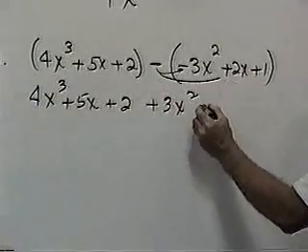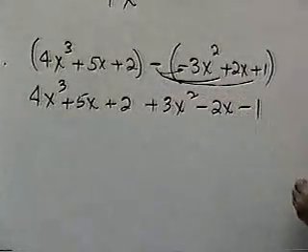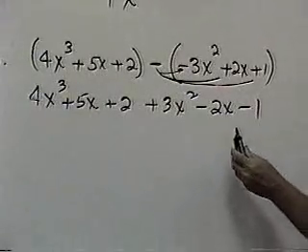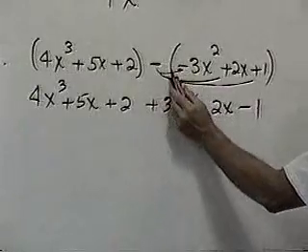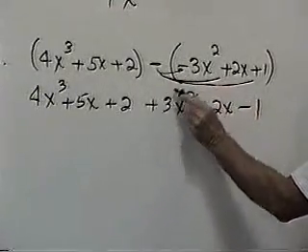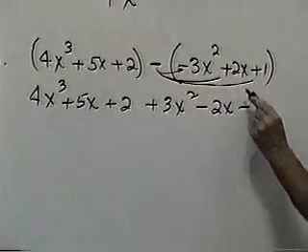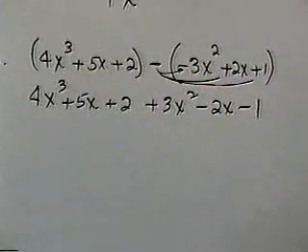Minus times a plus is a minus. Minus times a plus is a minus. In other words, here's the shortcut trick. If you have a minus in front of the parentheses, to remove the parentheses, you change the sign of everything inside. Change the sign of each of the terms inside.